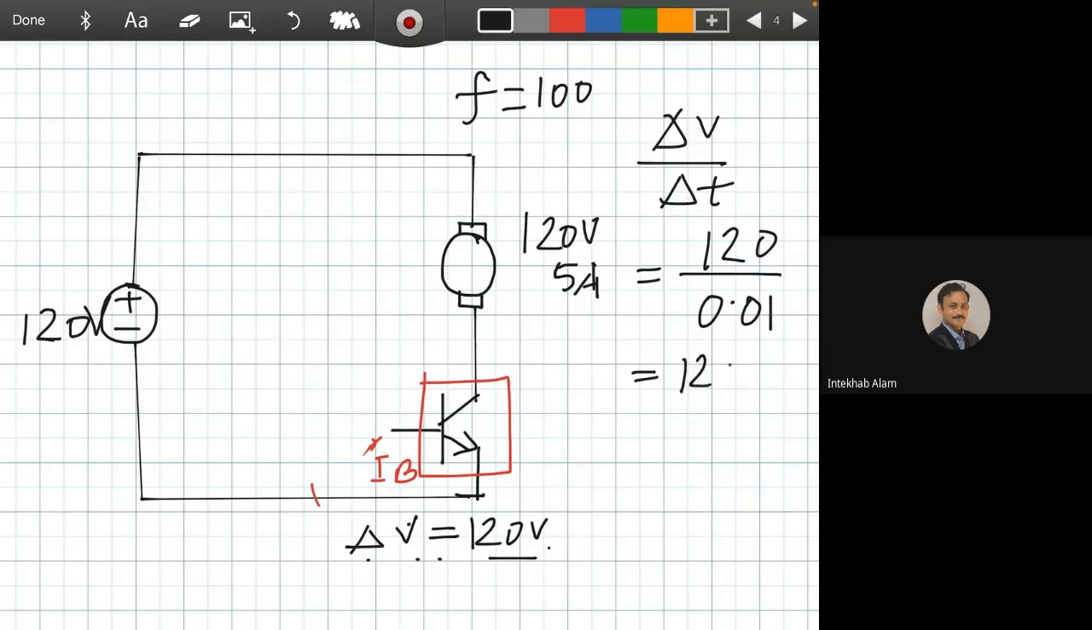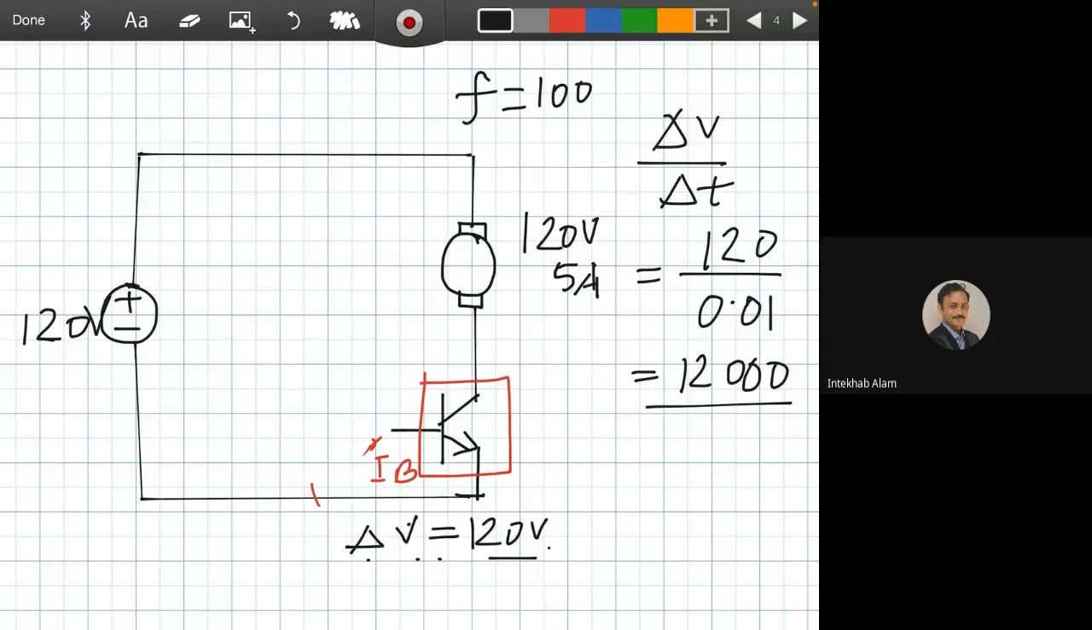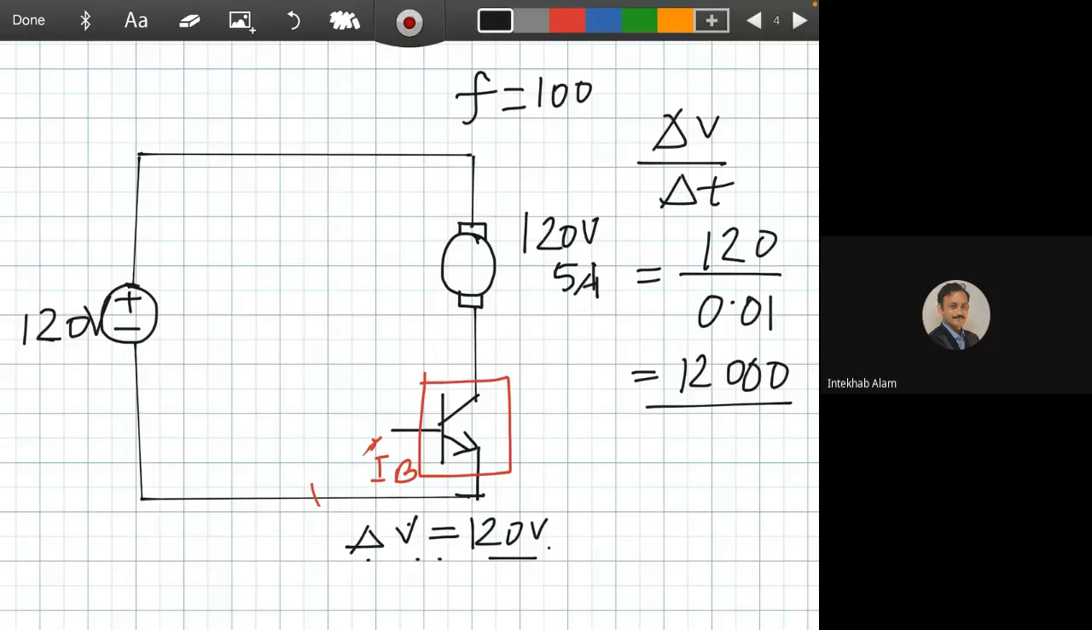So if it is 12,000, I think it is a little bit high. The rate of change del V by del T is not so low. Whenever you see 120 volt, you think what will be the harm? But if you think about the change del V by del T, then it's high. So what will happen? Why do we need a protection?